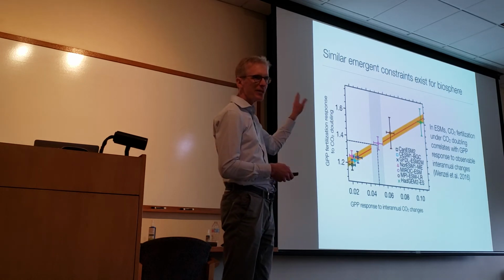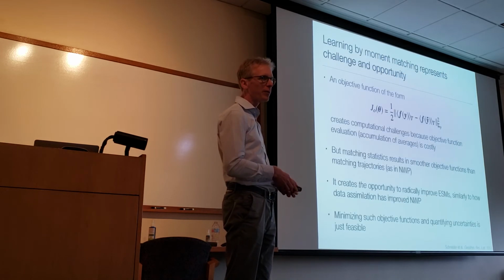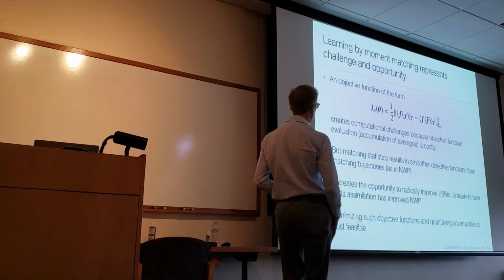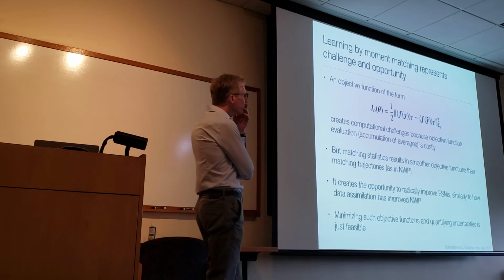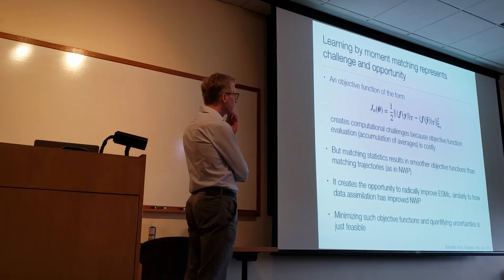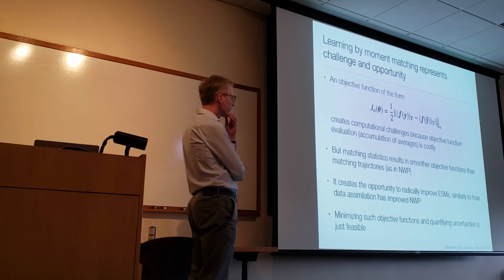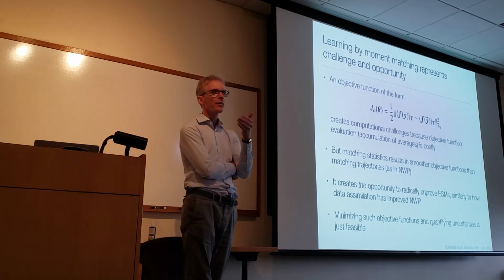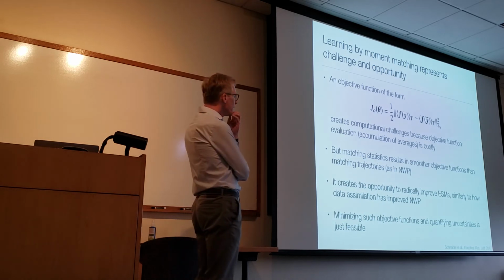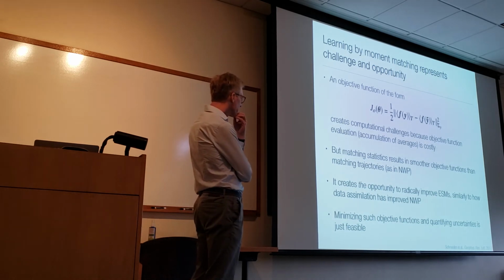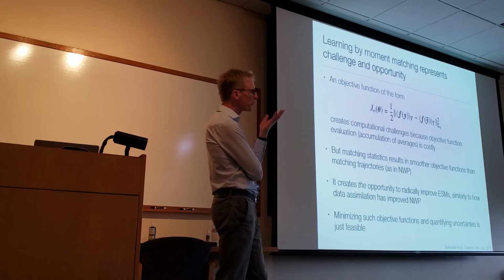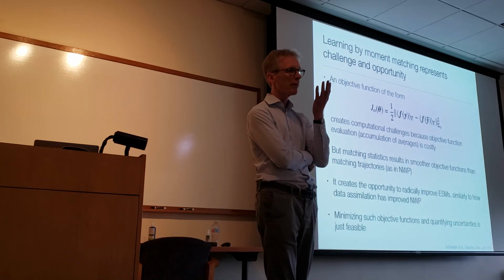Same story for ecosystems, let me just skip it. There are similar constraints between primary productivity and temperature, for example. So if you minimize an objective function like that, it's the opportunity for making models better. It's directly targeting what you want models to do well. It's a smooth function, which is nice, but it's computationally expensive, and that's a problem.